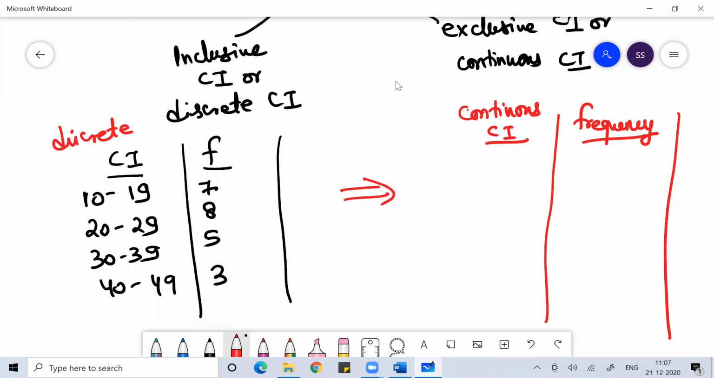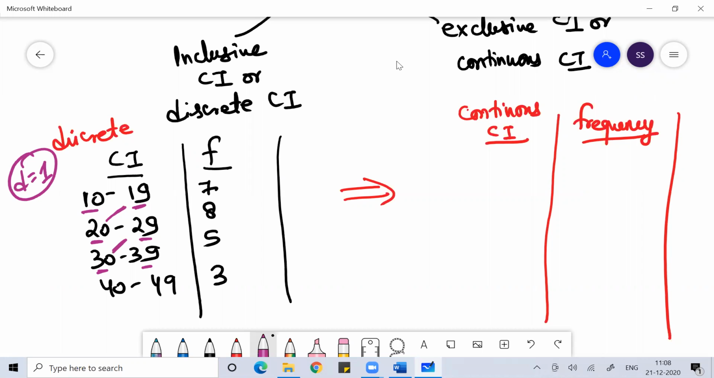When we see the data, this is the lower limit and this is the upper limit, for each class. If there is a difference between the upper limit of the first class interval and the lower limit of the next class interval, then because of this difference, it is called a discrete class interval. And you see that the difference is one.